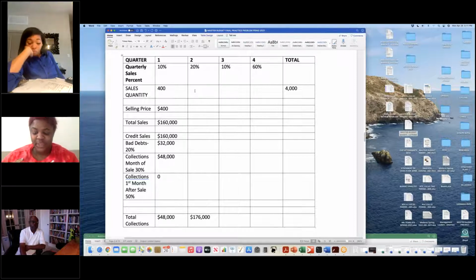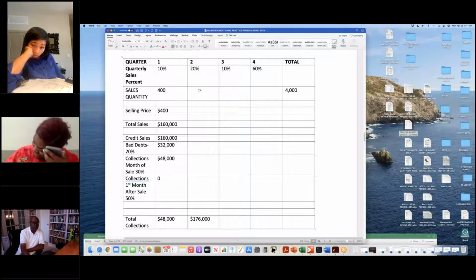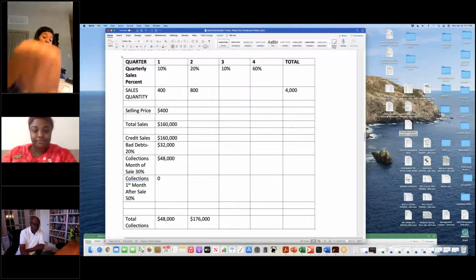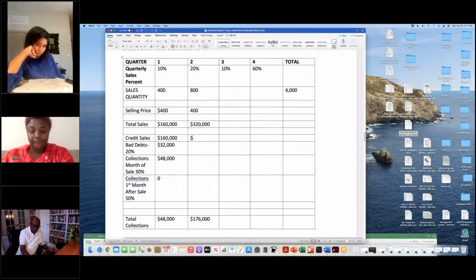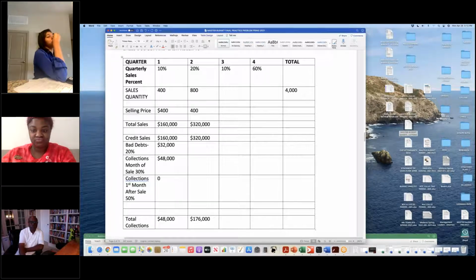The first thing we come up here and put in is the quantity, which is 20%. So how many sales in the second quarter? 800. Selling price 400. Correct. What were the total sales? 320,000. Does everyone see that, the 320? Of course, these sales are all credit sales. Now, what are our bad debts? Just bring that down.